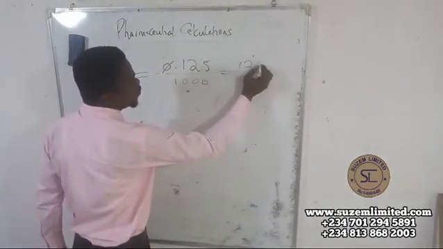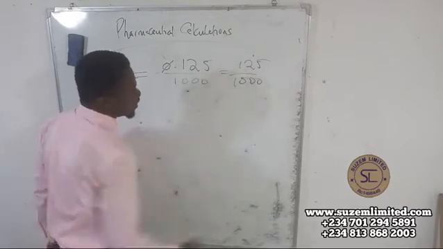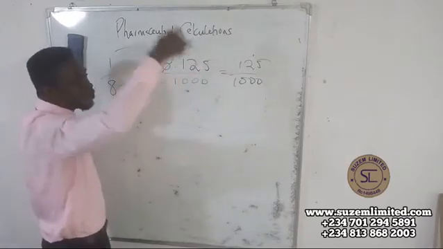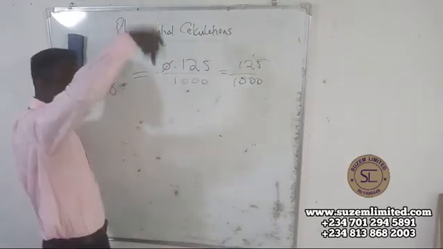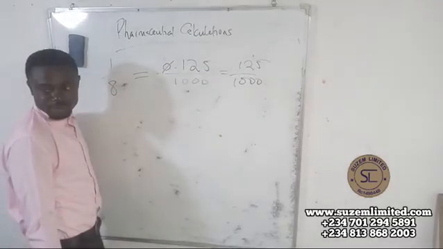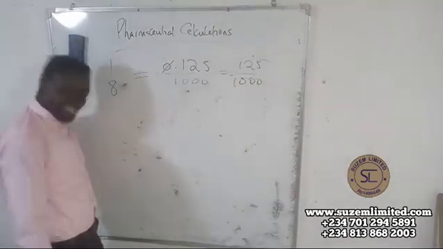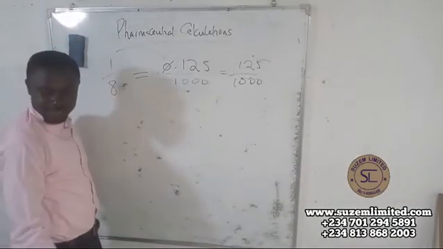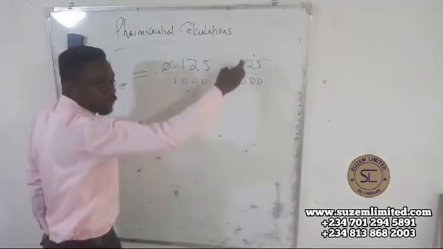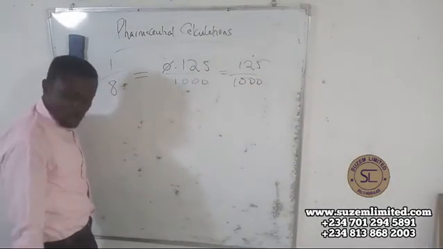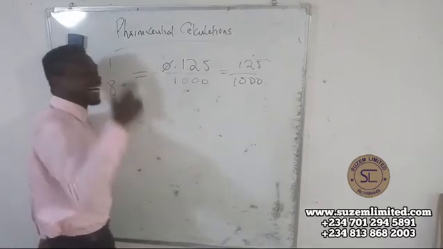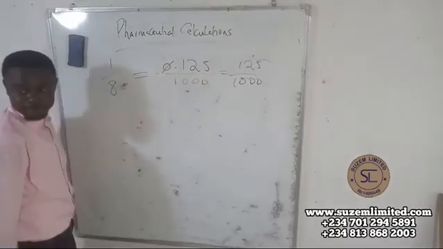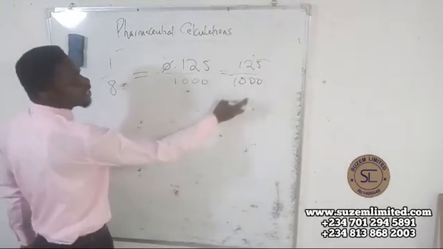So what it implies is that 0.125 is equal to 125 over what? 1000. This is 125 over 1000, thousandth, not thousand. So 125 over 1000, and this thing has the same value as this. So you now reduce this.